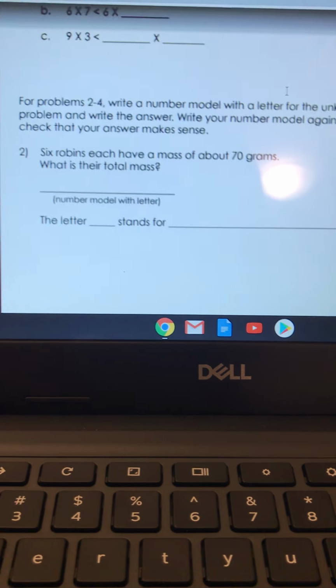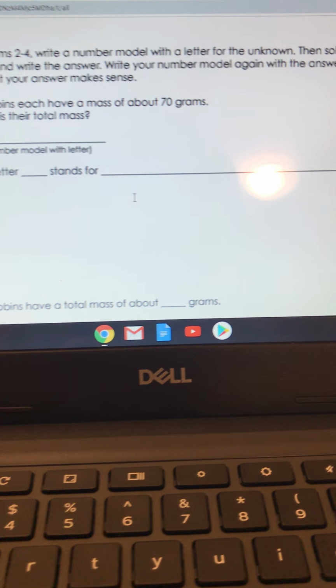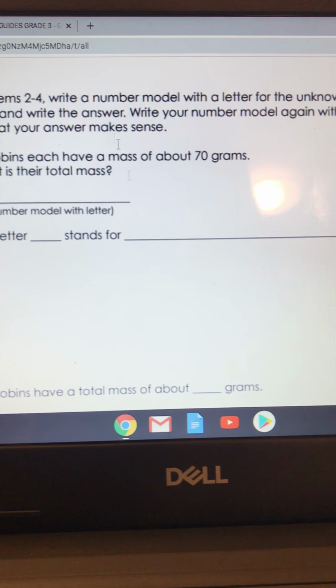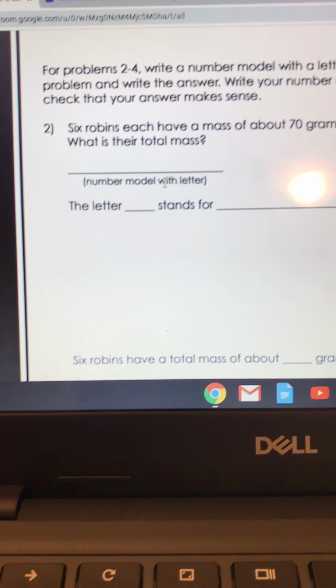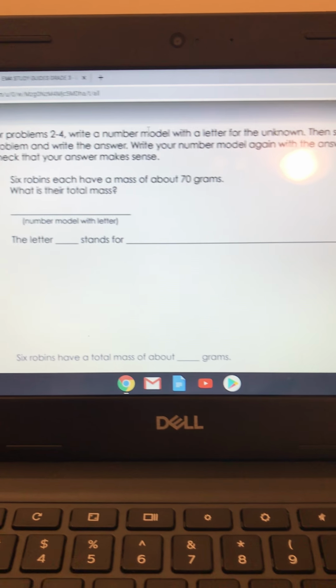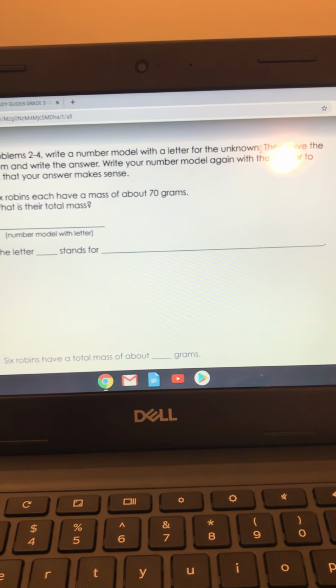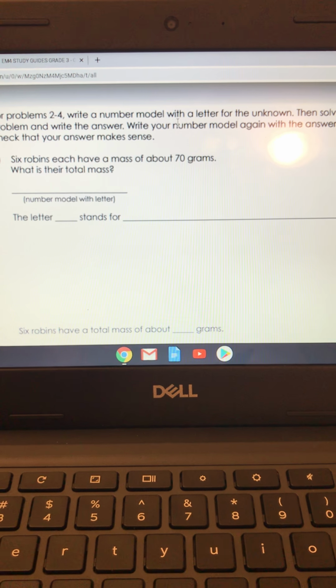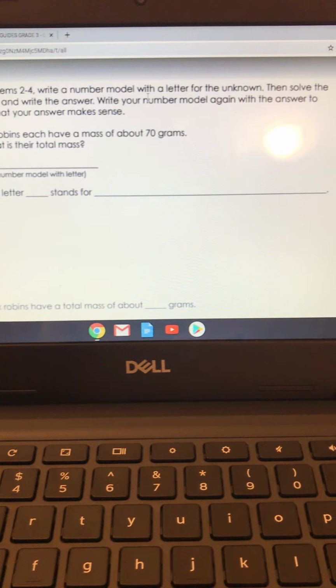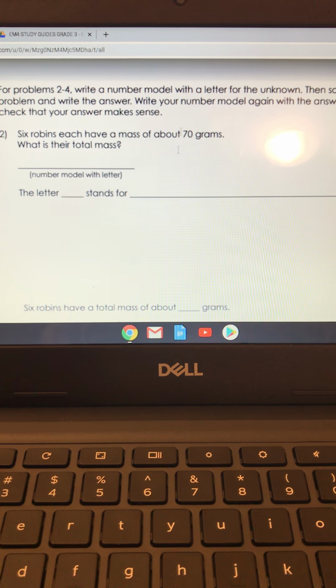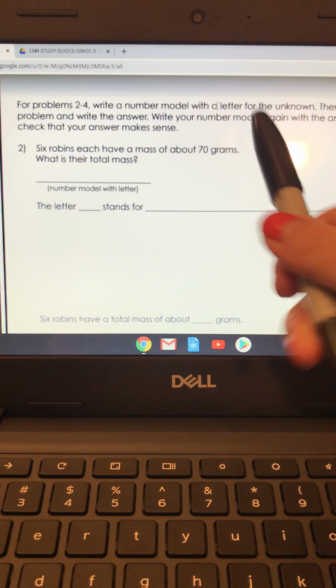Let's look at number 2. And I know we were having some trouble with this in the math boxes with this letter, so I'm going to explain it right now, okay? So it says, write a number model with a letter for the unknown. Then solve the problem and write the answer. Write your number model again with the answer to check that your answer makes sense. And I'm going to show you step by step how to do all of that.